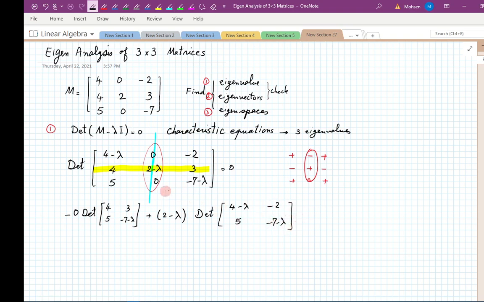And then the last one is 0. The sign for it is minus. Then I have to multiply by the determinant of whatever is left. Again, we are wasting effort here because whatever it is, it is multiplied by 0 and it's going to be 0 anyway, but just as a matter of practice, I'm going to go along with you. So this row and column, we have removed them entirely. What is left is 4 minus lambda, minus 2, and 4 and 3.